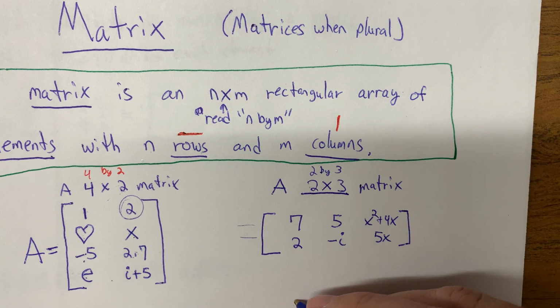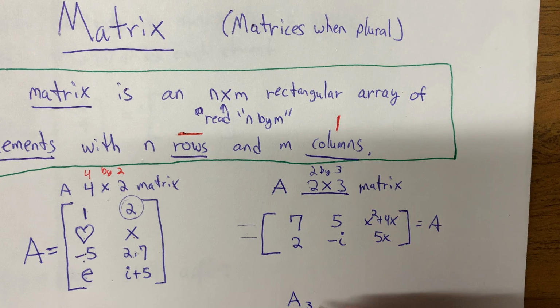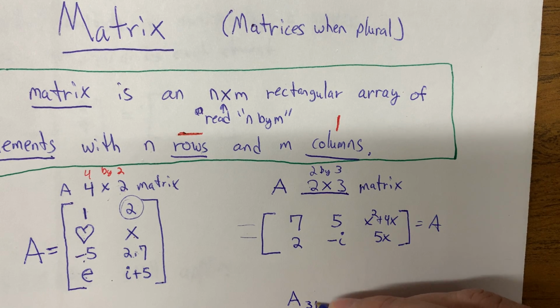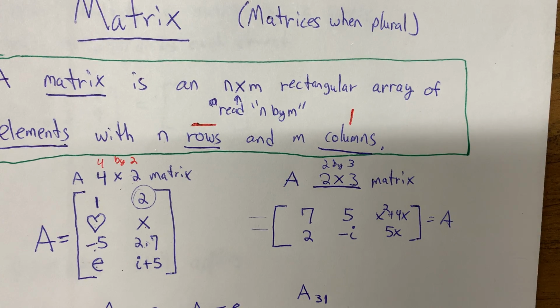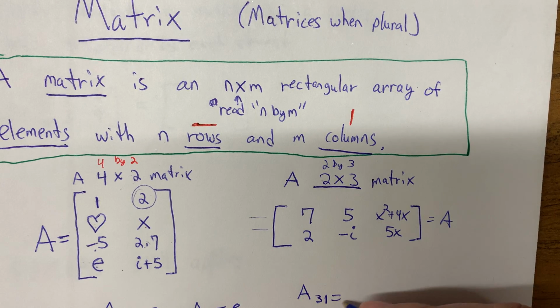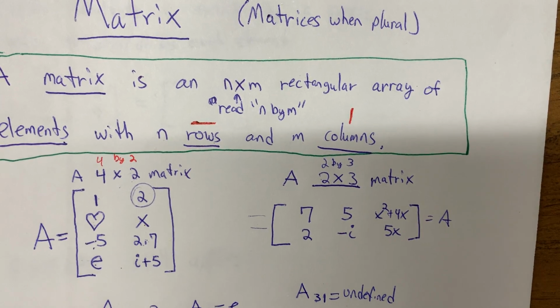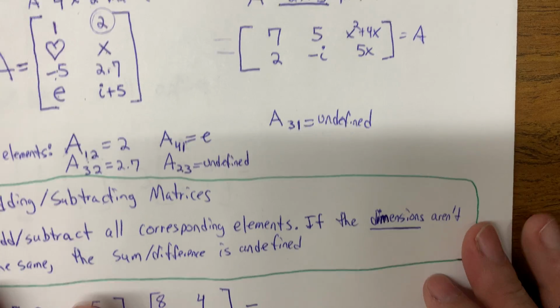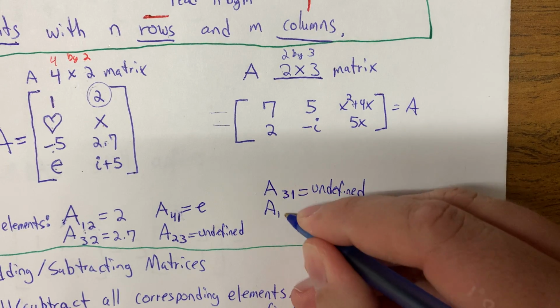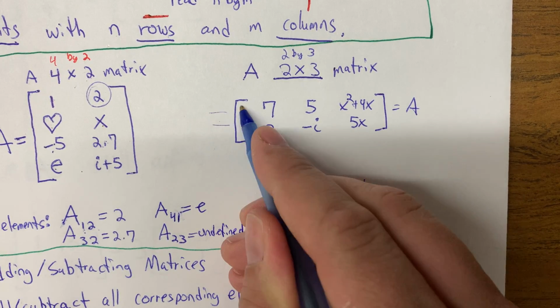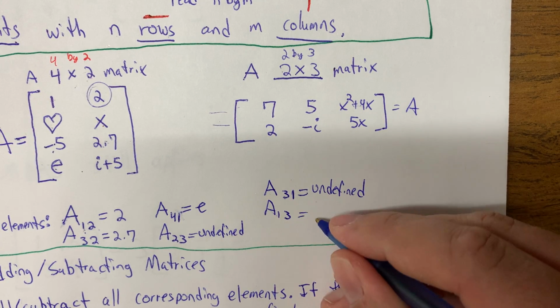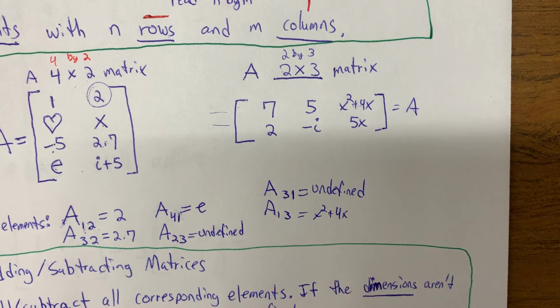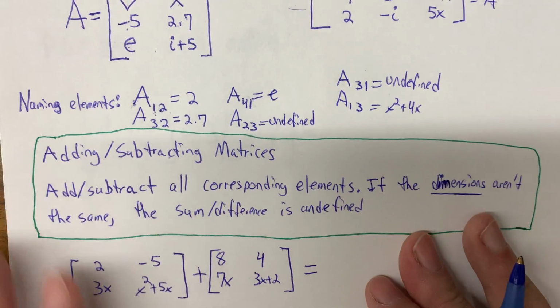If this is A, what is A31? I hope we recognize that this is saying it's the third row, 1, 2, 3, but there is no third row, so this is undefined. Okay. So that's what's going on there. If I had said A13, that would be the first row, third column, and that would be x squared plus 4x. Okay.